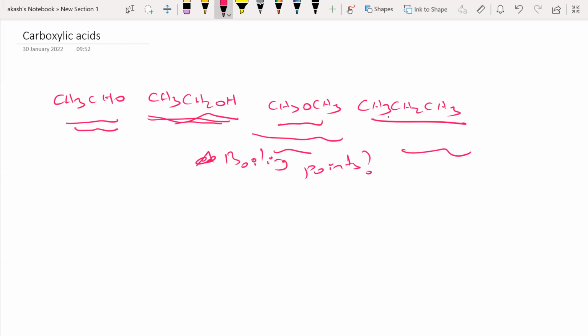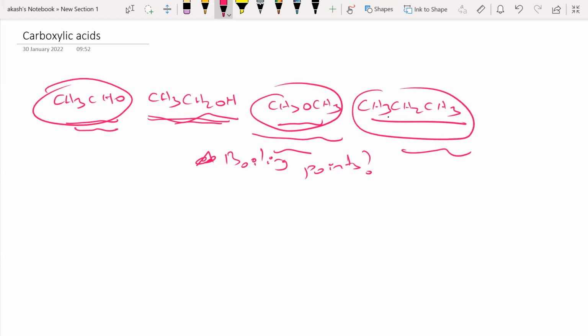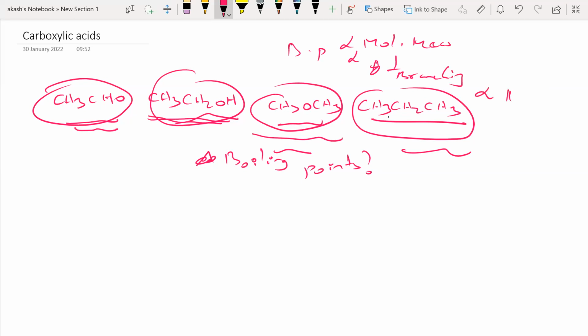Okay. So people, this is an aldehyde, this is an ether, this is a hydrocarbon, and this is an alcohol. Correct? Which should have the highest boiling point? What are the criteria for boiling points? One is molecular mass. The other is that it is inversely proportional to branching. And the third and the most important point is hydrogen bonding. So out of these four, which can be involved in hydrogen bonding?